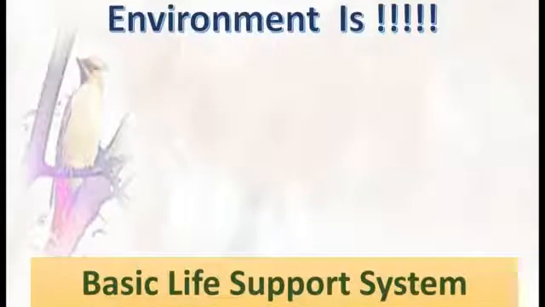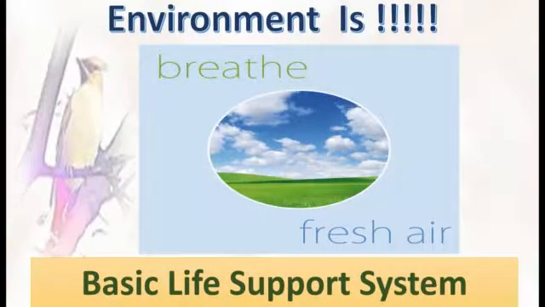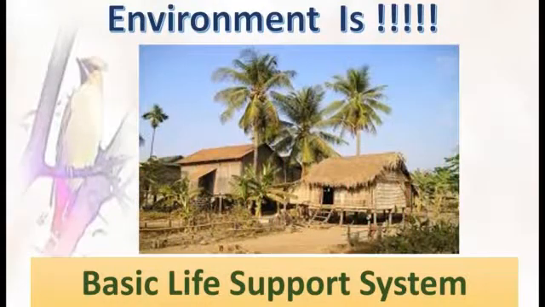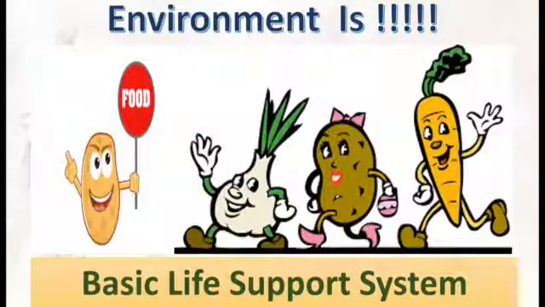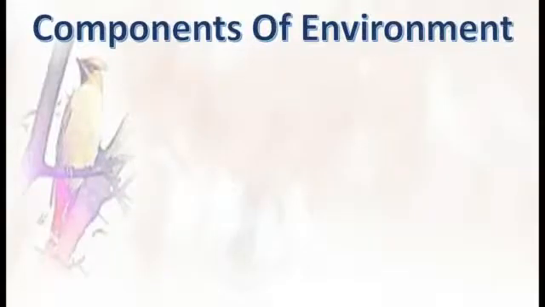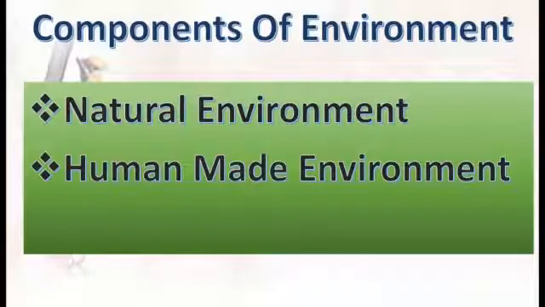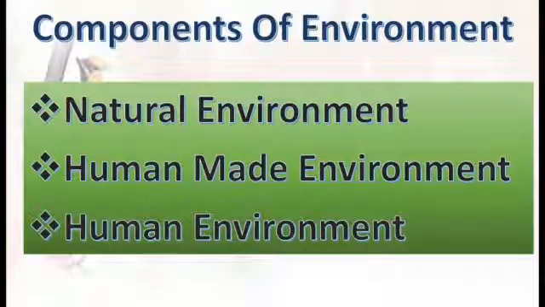That is because it provides the air we breathe, the water we drink, the land where we live, and the food we eat. Now let us talk about the components of the environment. There are three components of the environment, that is natural environment, human-made environment, and human environment.